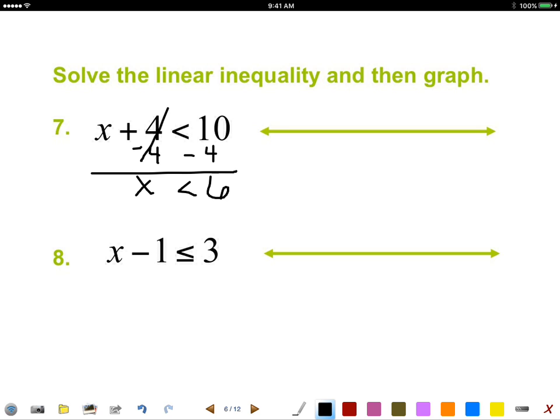And now we're going to graph it like we were just doing a minute ago. Put your 6 in the middle. 5 comes before 6. 7 comes after. It says x is less than 6, so if it's less than, that means it's not including, so it's an open circle, and shade to the left. Very good. Next problem. X minus 1 is less than or equal to 3.